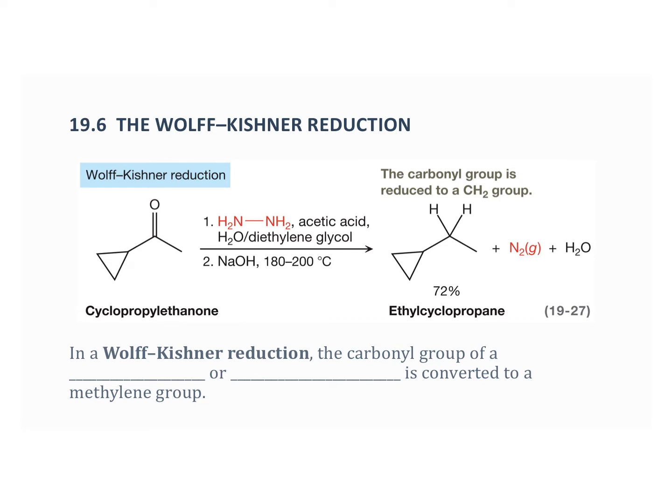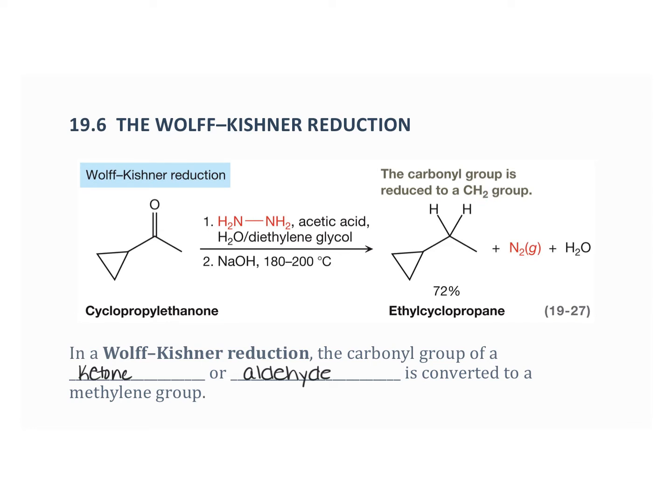Now, we're going to look at a Wolff-Kishner reaction. This is a Wolff-Kishner reduction. And what we see here is a carbonyl group of a ketone or an aldehyde is converted to a methylene group. Now, I want to remind you a methylene group is just a CH2 group, right? So that's just another synonym for that.